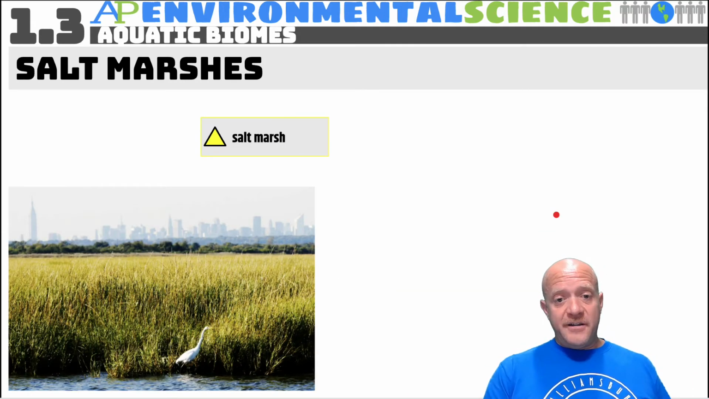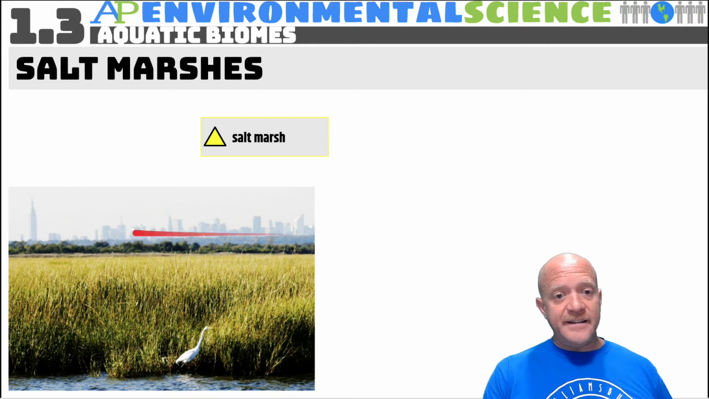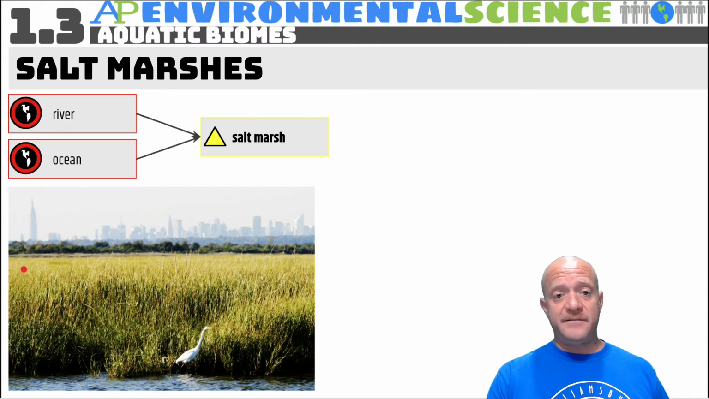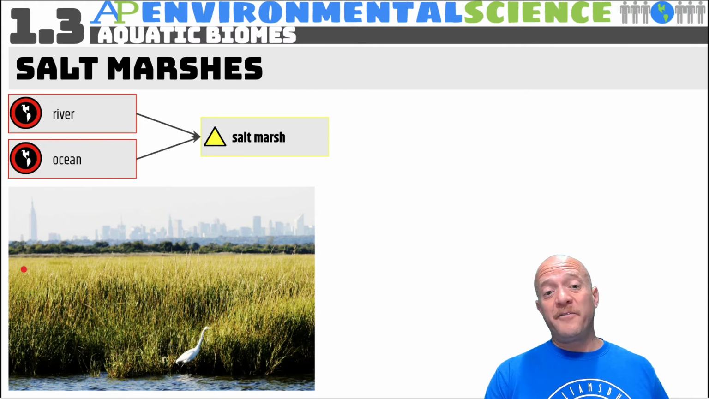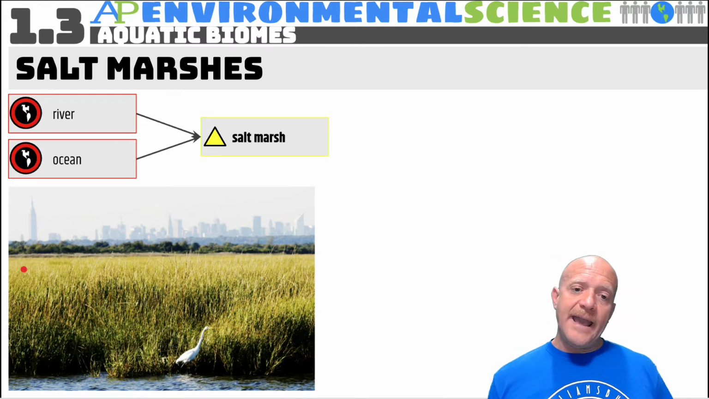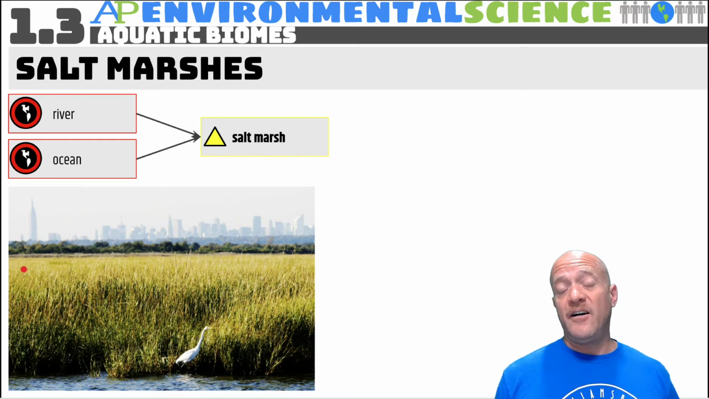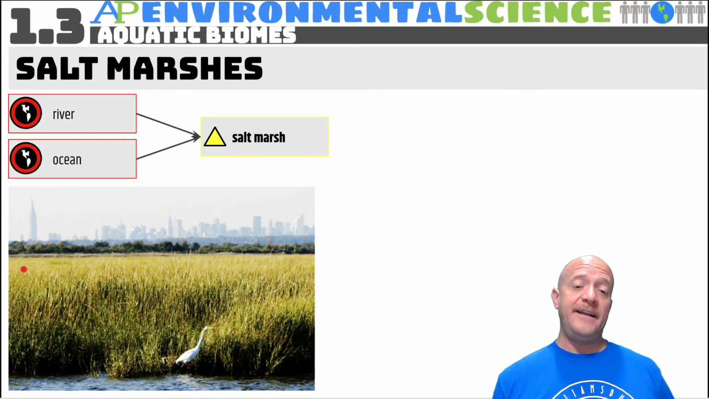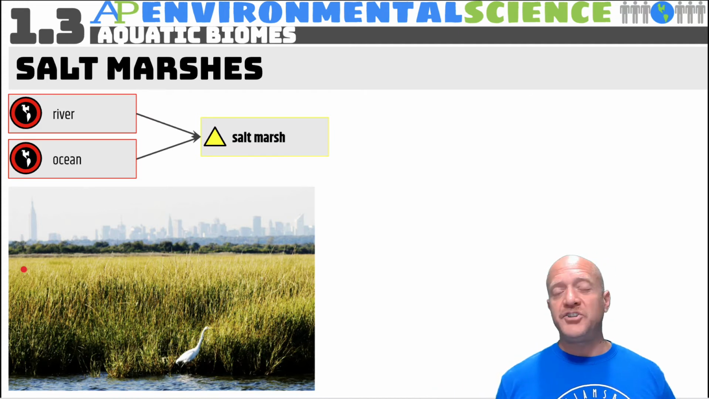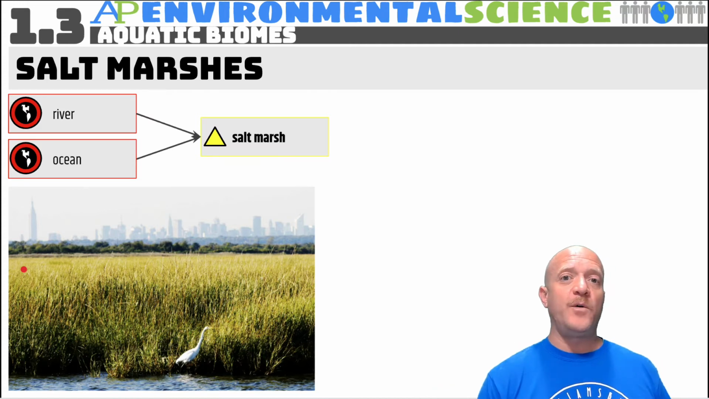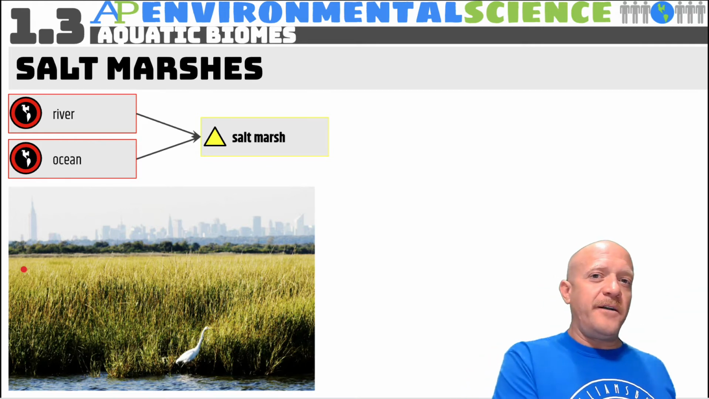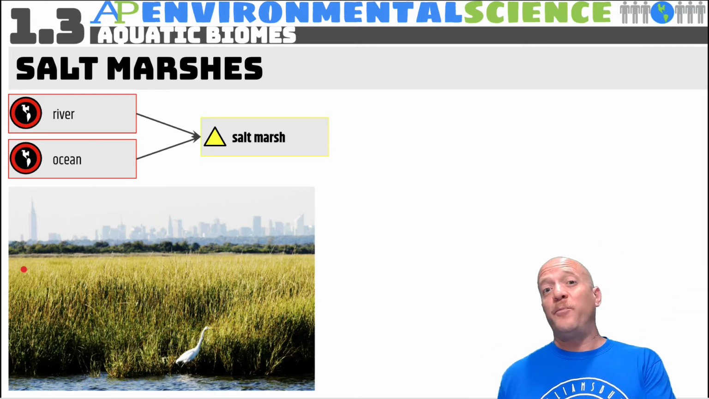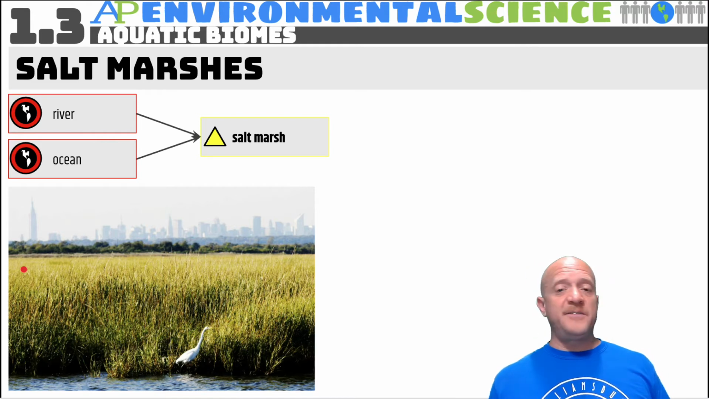You have a salt marsh, and you see that this is New York City in the background. In fact, this is around JFK Airport. That's typically where a river and an ocean would meet, and this is often called an estuary. An estuary is where you have brackish water, and brackish water just means it's saltier than fresh water, but not quite as salty as the open ocean. For example, the East River is brackish.